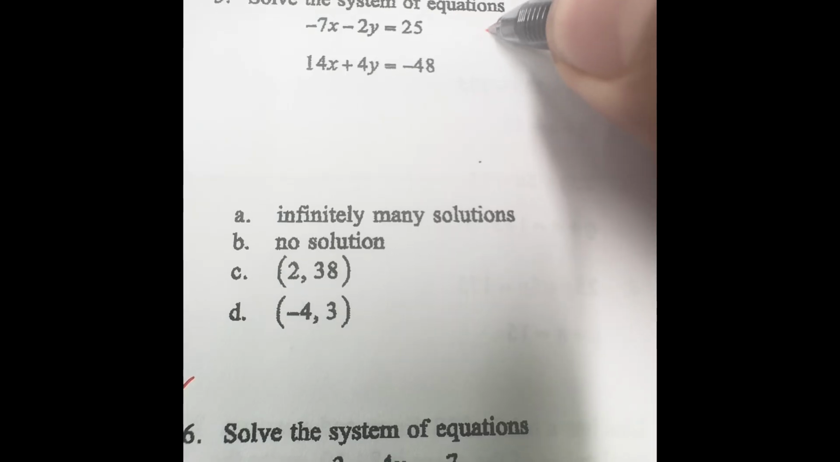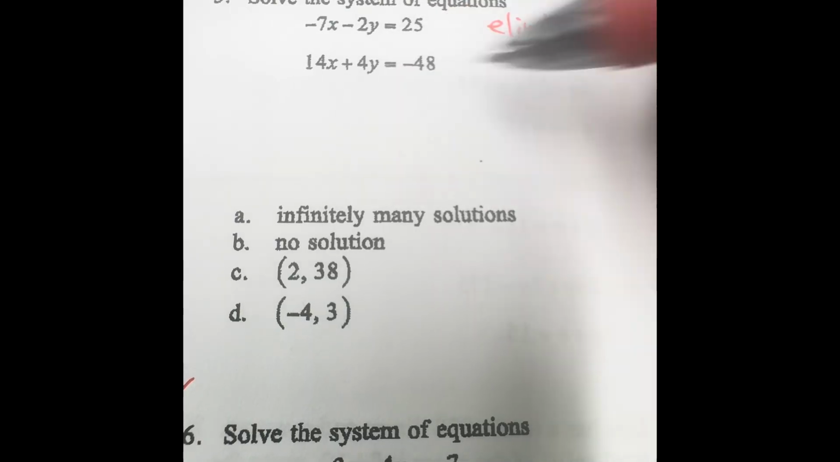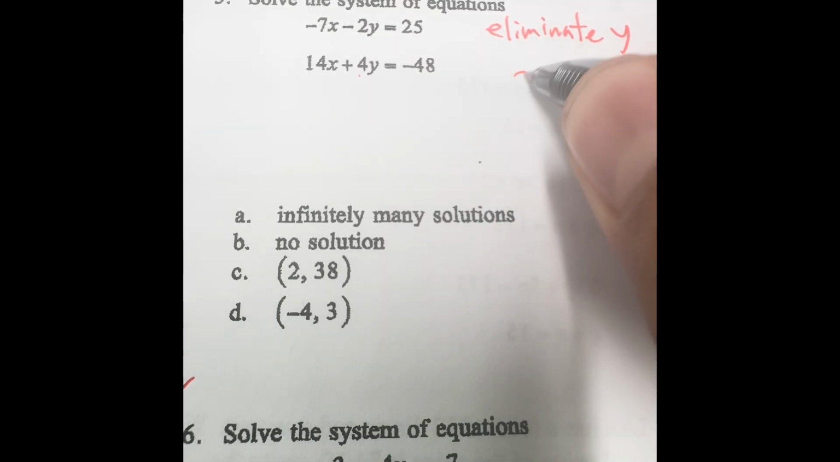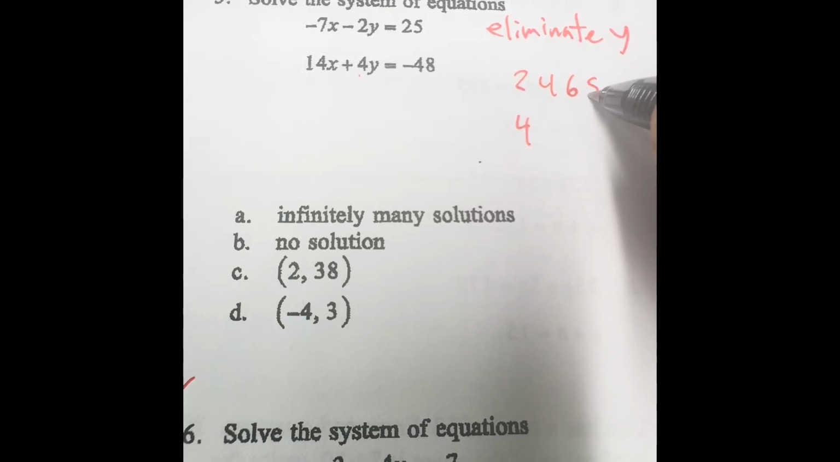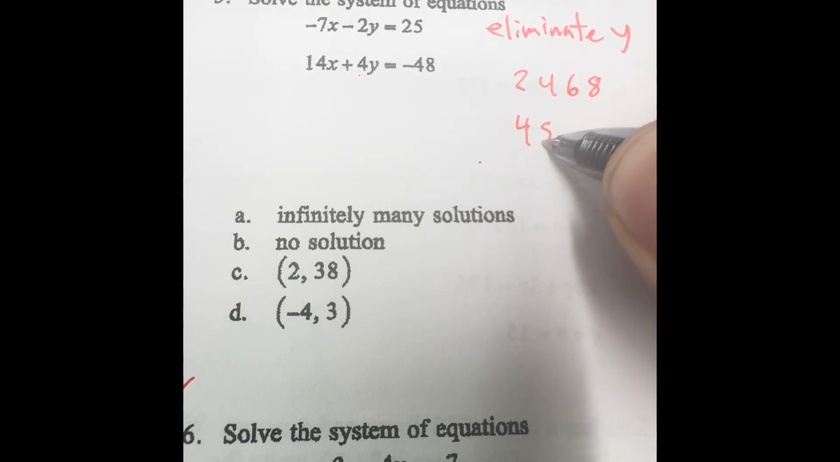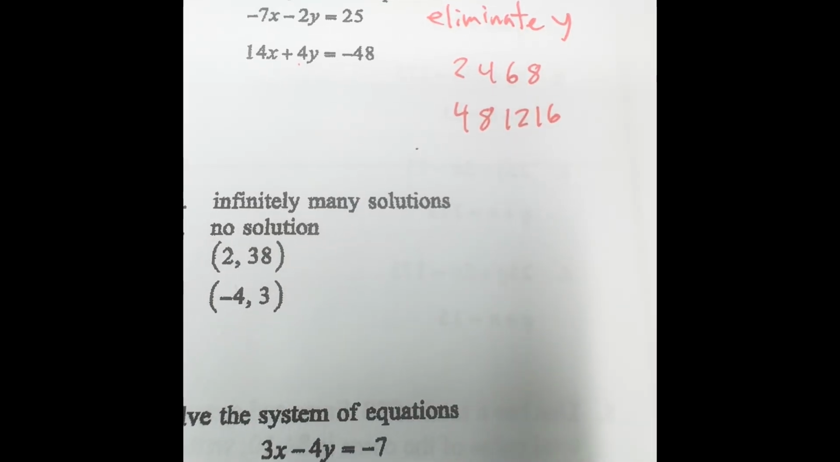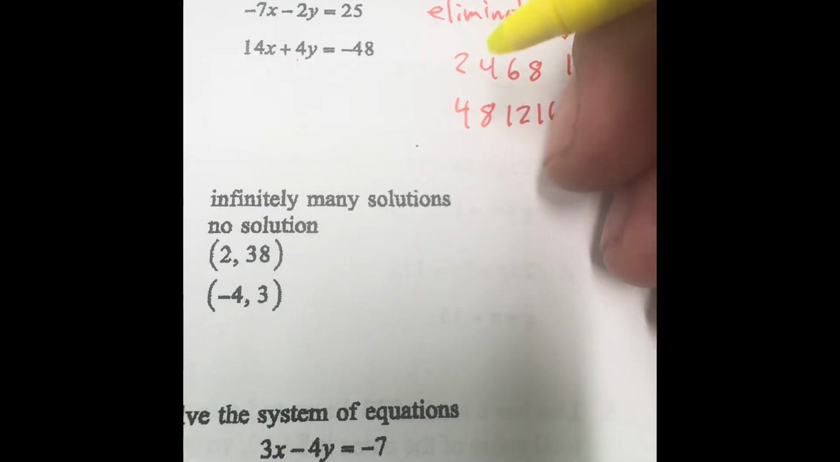So we get to make a decision, eliminate, and I'm going to say eliminate y. Okay. Why do I want to eliminate y? Because I know the multiples of 2 and 4 are easier to find for us, so 2 and 4. So the multiples of 2 are 2, 4, 6, 8. Multiples of 4 are 4, 8, 12, and 16. Least common multiple, guys. Remember, least means the smallest number that needs to be multiplied to make them the same. It would be 100% 4.